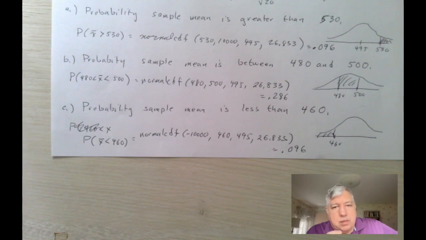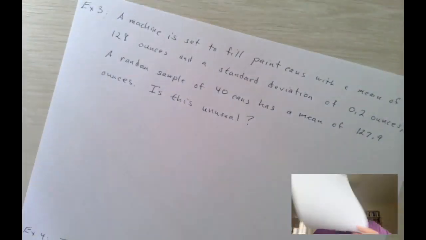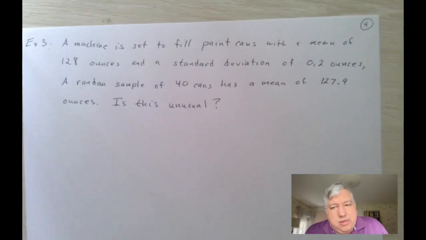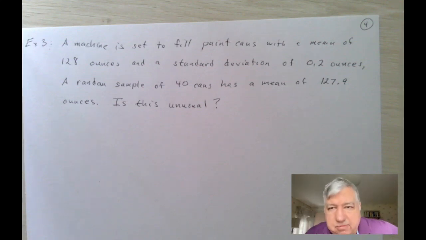All right. Another example on page 4, example 3. This is an example, and hopefully there's some nice practical applications of this. We have a machine that fills paint cans, and it's set to fill paint cans with a mean of 128 ounces and a standard deviation of 0.2 ounces.